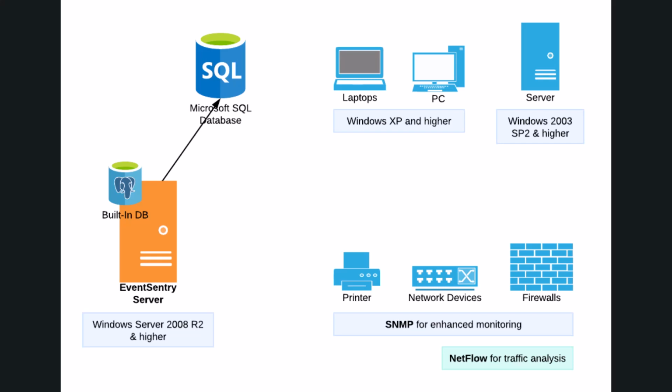This is where you're going to be installing the EventSentry product with or without the built-in database. The Windows OS requirements are 2008 R2 or higher. Obviously, we recommend something a little more timely. 2016, 2019 are fine. But it will run on 2008 R2. So if you have some odd installation somewhere that cannot be upgraded for whatever reason, then it will work.